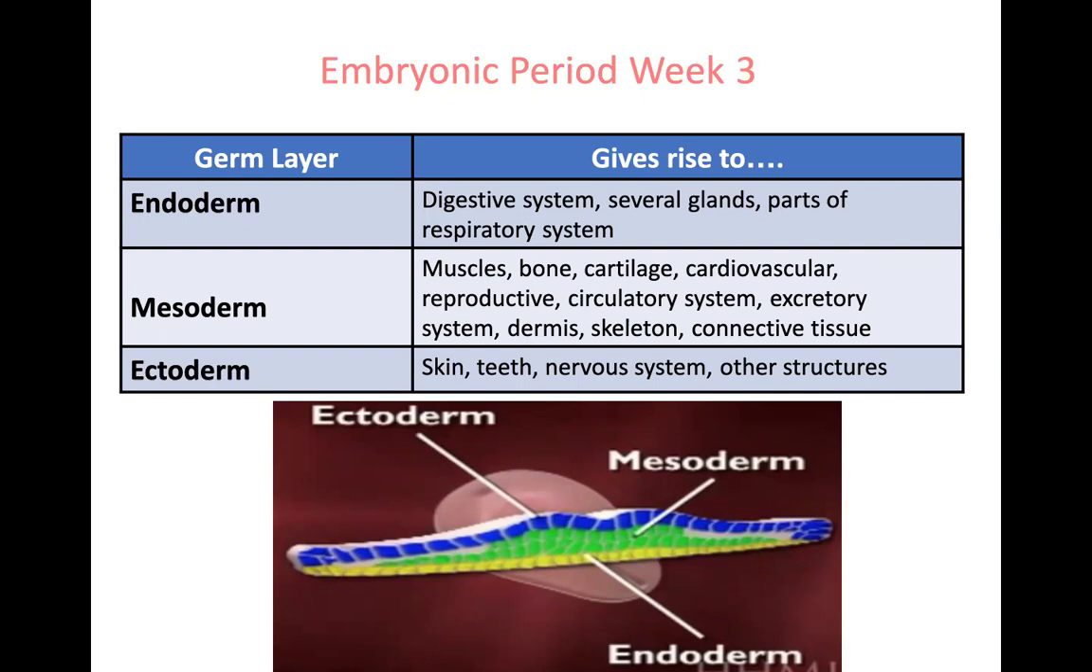excretory systems, dermis, skeleton, and connective tissues. And then you have your ectoderm, which gives rise to skin, teeth, nervous system, and other structures. So your excretory system can include things like your kidneys because they're excreting different things out of your body.